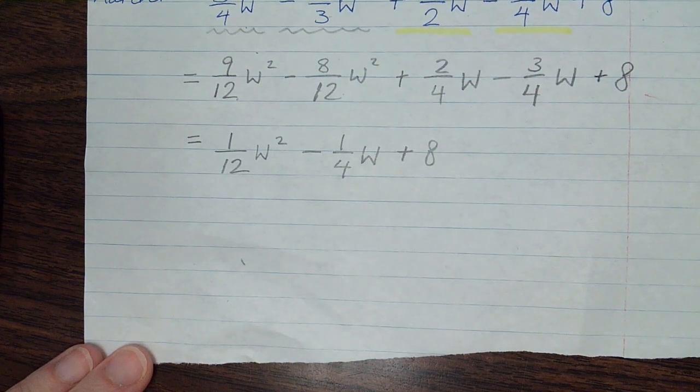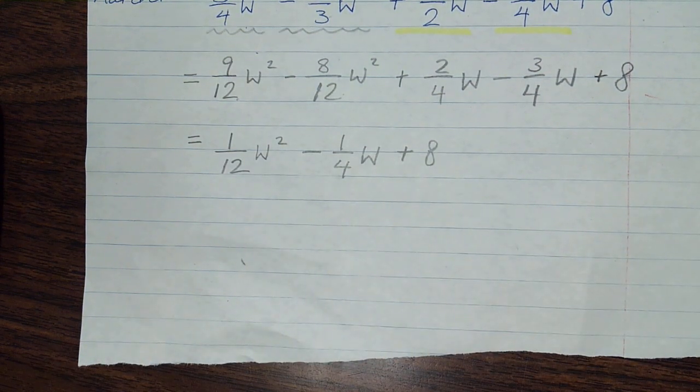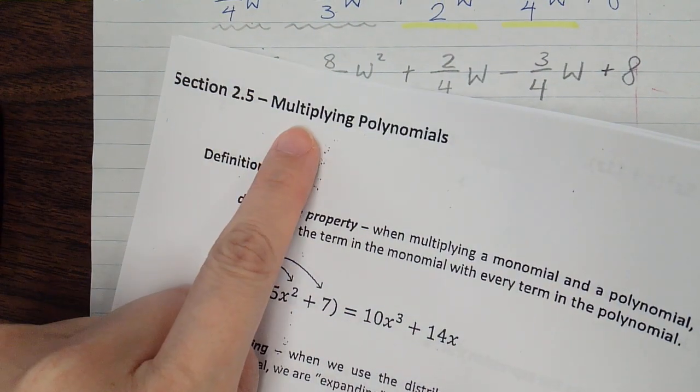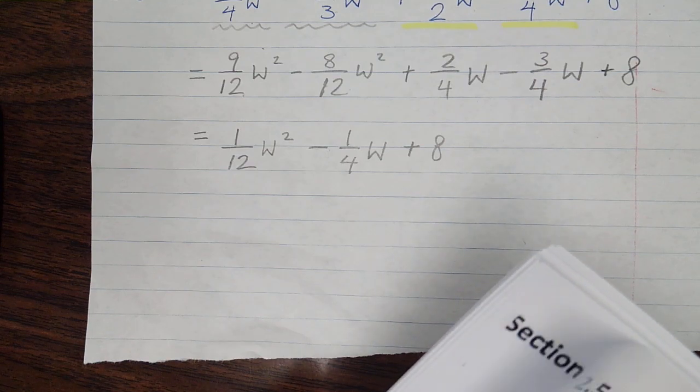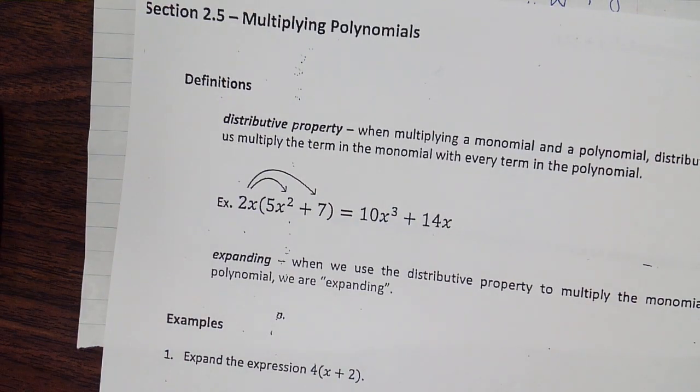Good. Okay, so a quick little recap as well. So now, yesterday we did adding, subtracting polynomials. Guess what we're doing today? Multiplying. Okay, and today I'll explain why you have to change the sign and everything in the bracket when you subtract.